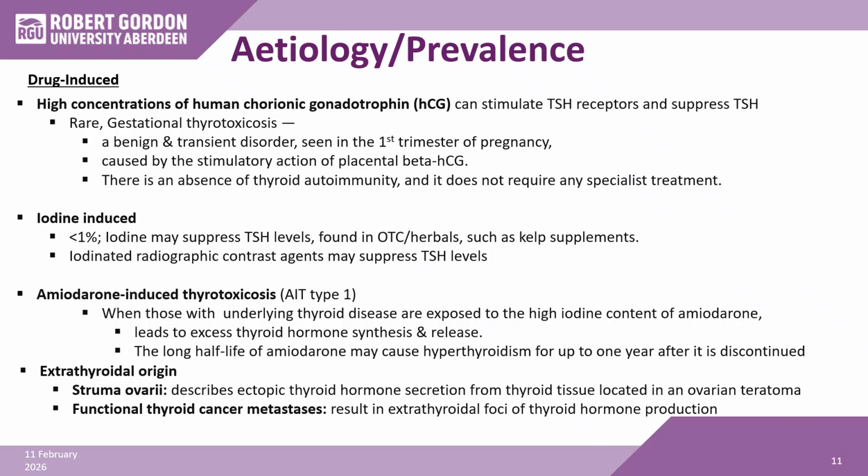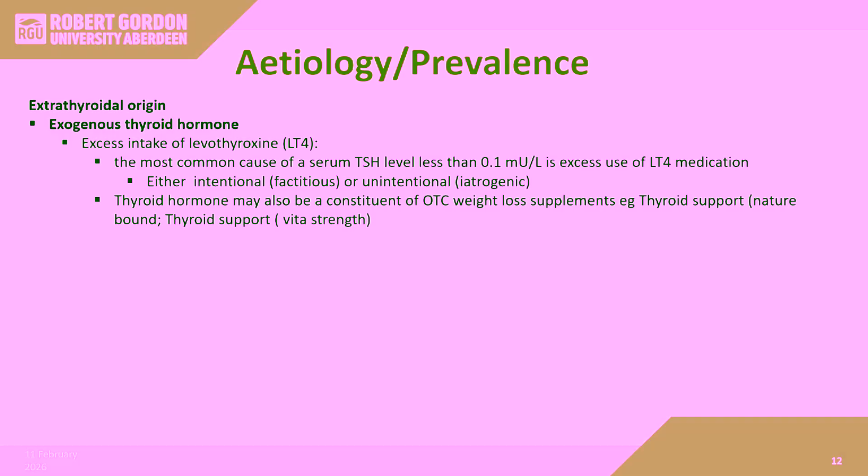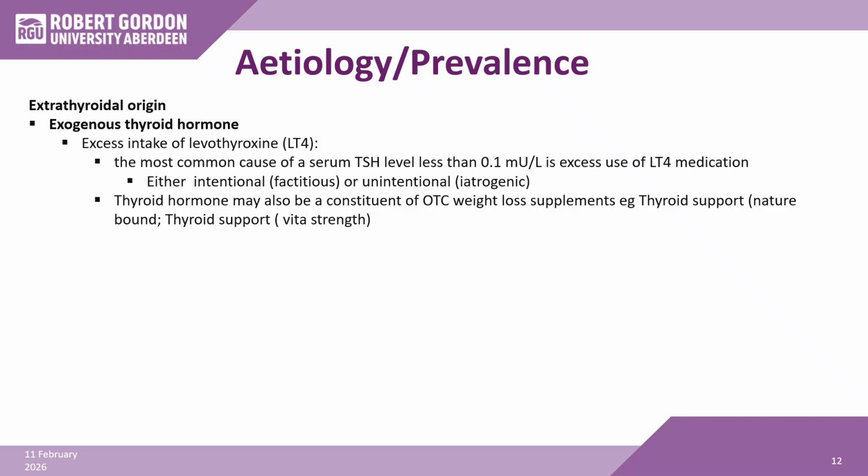We also have extrathyroidal sources such as the ones listed here. We have the struma ovarii, as well as the functional thyroid cancer metastasis. Another aspect also is the exogenous thyroid hormone. So if somebody takes excessive levothyroxine, for example, this can result in hyperthyroidism when the euthyroid balance, the dose, is not appropriately calculated or given, and this can occur.